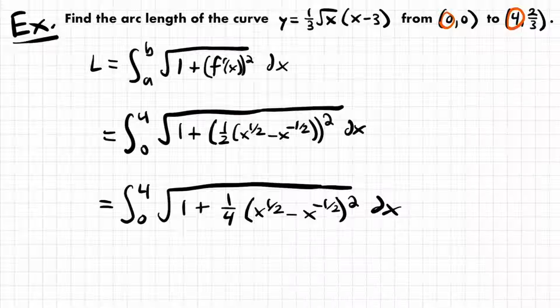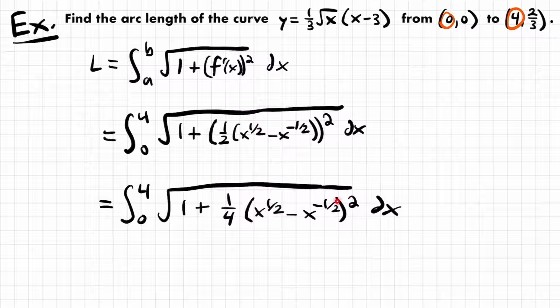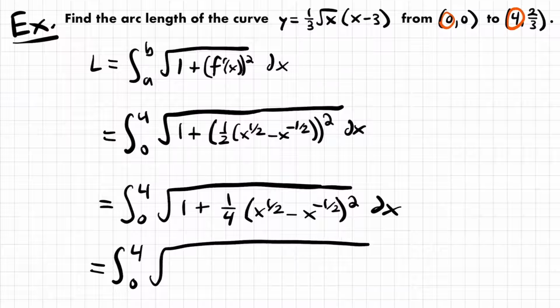And so now what we want to do to be able to solve this integral is to expand this squared quantity. Okay, so we're going to multiply this quantity by itself, and so there is a quick trick to that. We will square the first term, and then add the two terms multiplied together, and then multiplied by 2, and then add the last term squared. Okay, so what we'll have is that this is equal to the integral from 0 to 4 of the square root of 1 plus 1/4 times our first term squared.